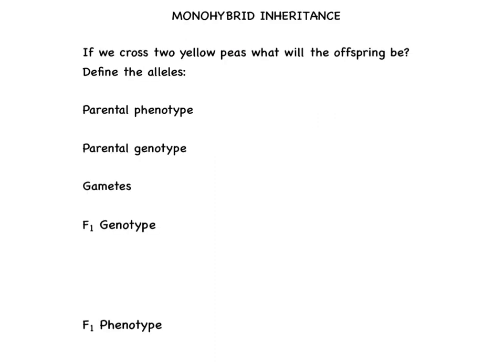If we cross two yellow peas, what will the offspring be? Well, in this cross, we will say that yellow is dominant over green. When we define the alleles, we will say that this big Y represents yellow and this little y represents green. You always use the same letter to represent the gene, with the capital being dominant and the lowercase being recessive. Do be careful when choosing your letter to make sure that the capital and the lowercase do look different.